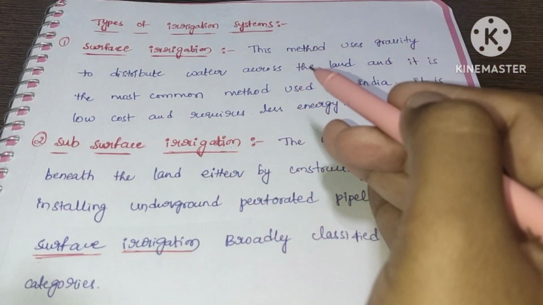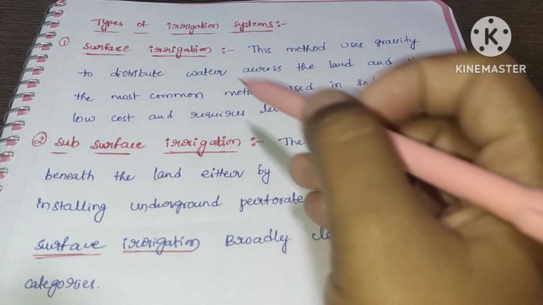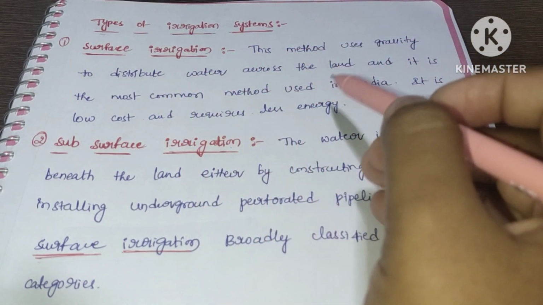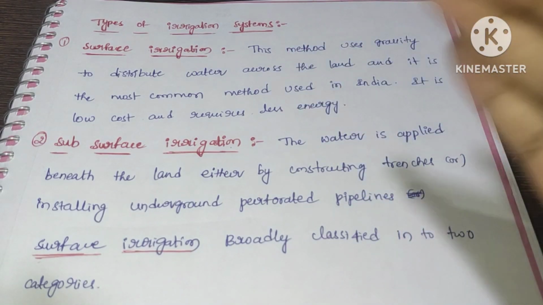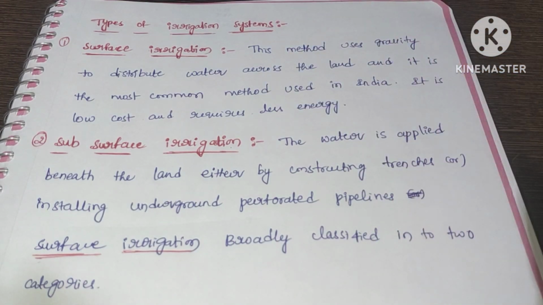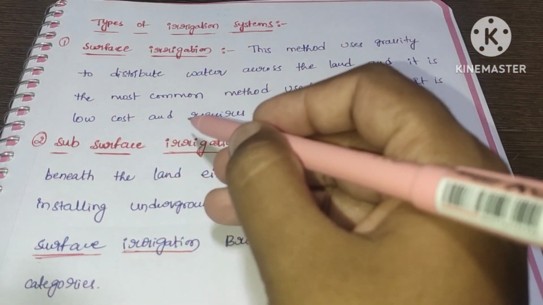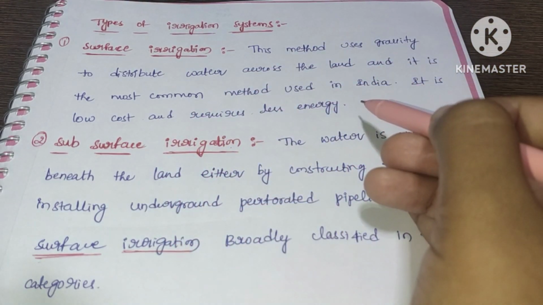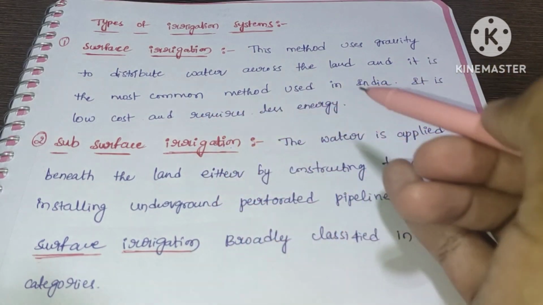Okay, surface irrigation. What is the meaning of surface irrigation? This method uses gravity to distribute water across the land. We have to distribute water on the land by using gravity, and it is the most common method used in India. It is low cost and requires less energy.